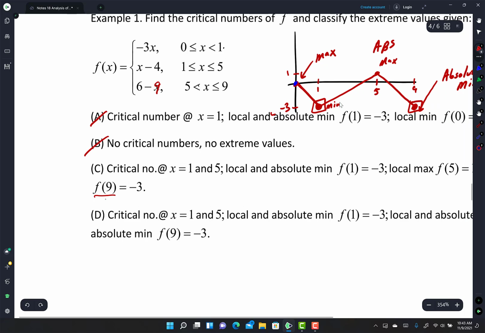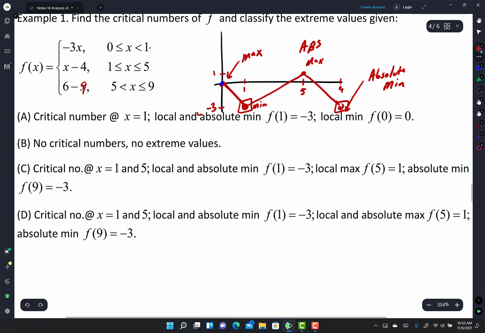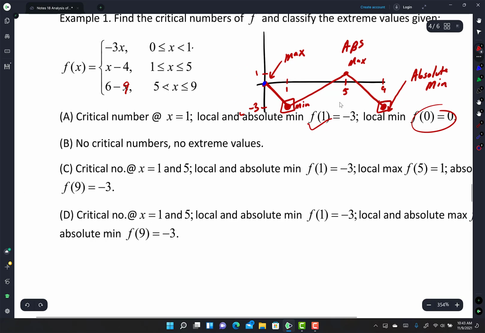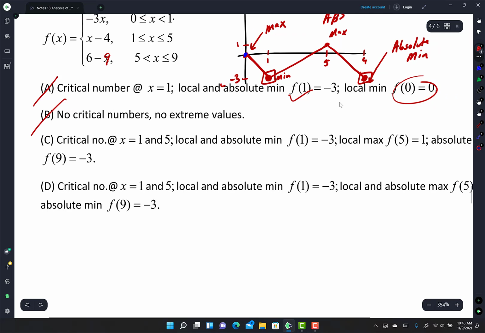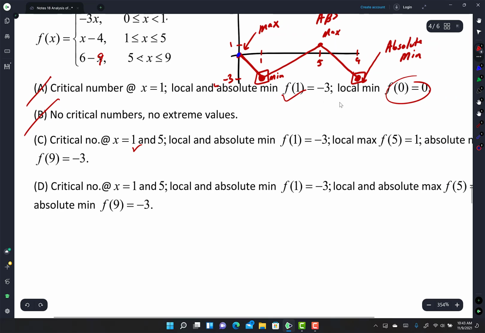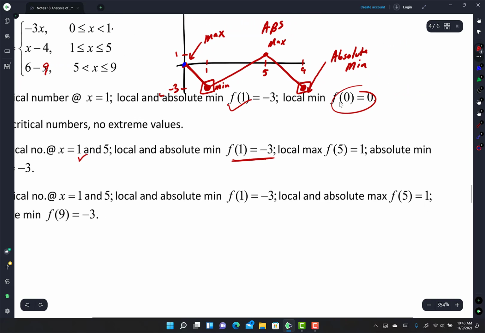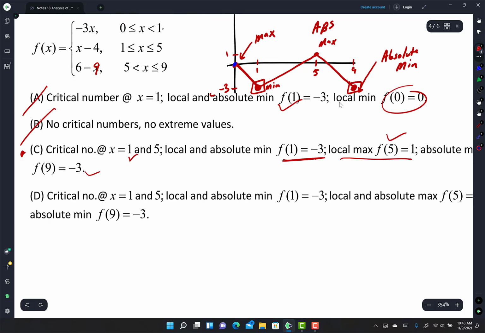Letter A, let's go back through all of them. Critical numbers at 1, but what about 5? Local and absolute min, f of 1 equals negative 3, yes. Local min, f of 0 equals 0, no, that's a max. So A is still out. B's out. Okay, letter C. Critical numbers at 1 and 5, yes. Local and absolute min, f of 1 equals negative 3, that is true. Local max, f of 5 equals 1. That's also an absolute max, but that is a true statement. So let's see. Absolute min, f of 9 equals negative 3. So far C looks like it's going to be the correct one.